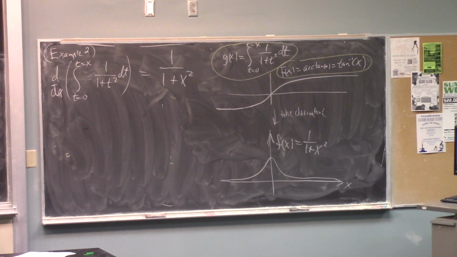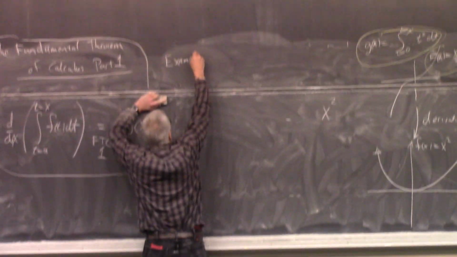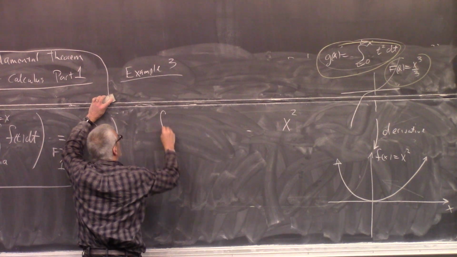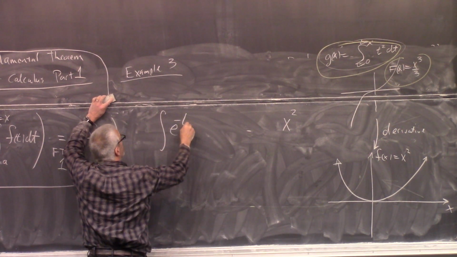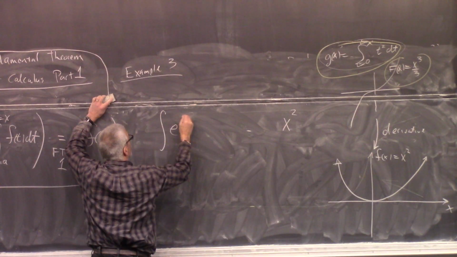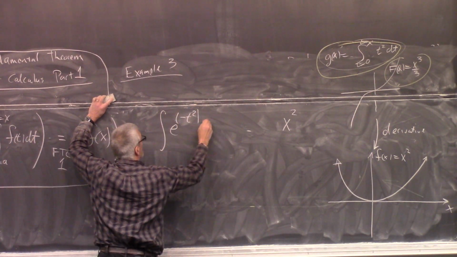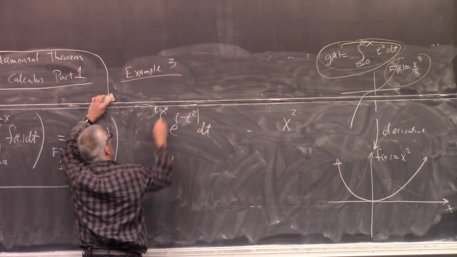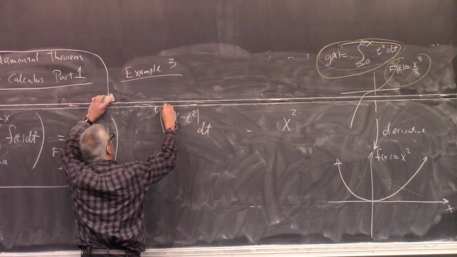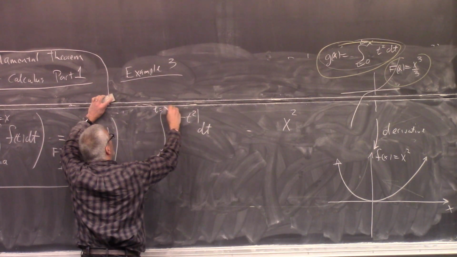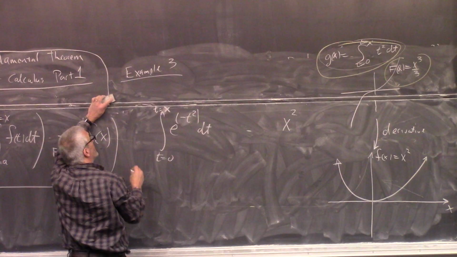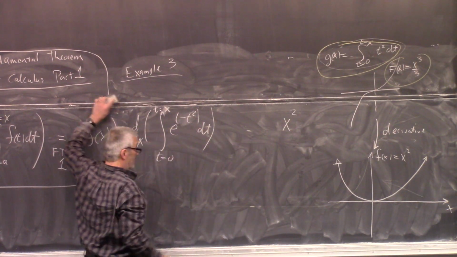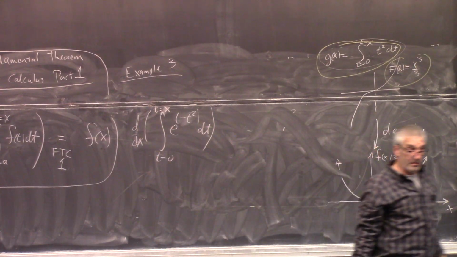Example 3. Suppose I do this. The integral from t equals 0 to t equals x of e to the minus t squared, and I park in front of that the derivative symbol. What is that?